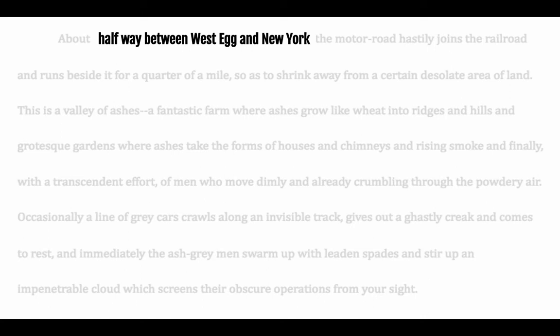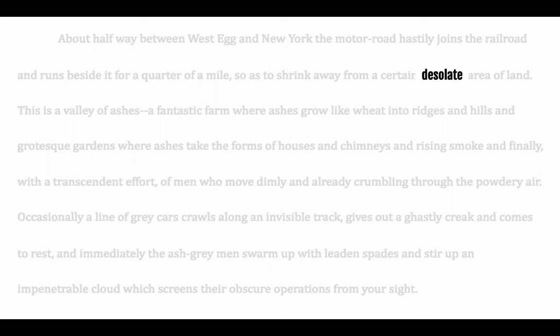I also know that the word desolate means deserted, which seems sort of like a power word in that sentence. So it's like a bleak and empty place. I guess this makes me think that the Valley of Ashes is just super depressing and that basically nobody wants to live or stay here. Okay, so let's keep reading.